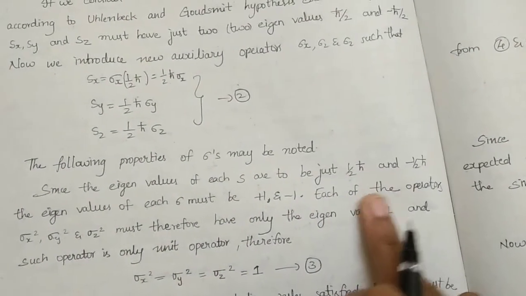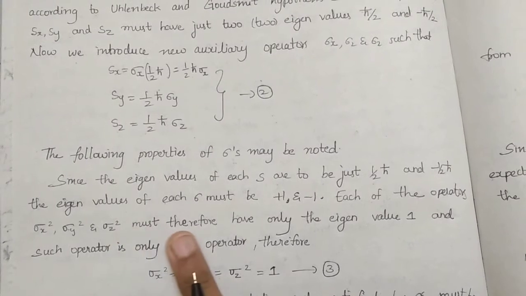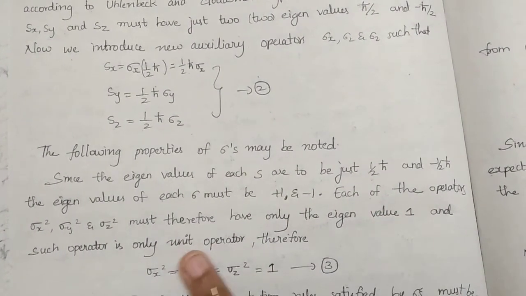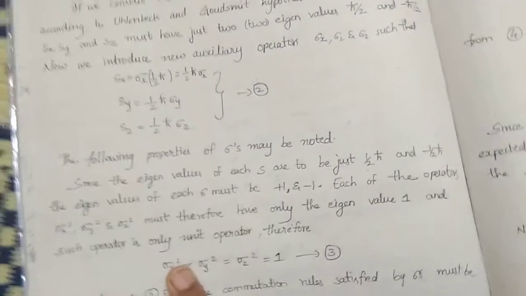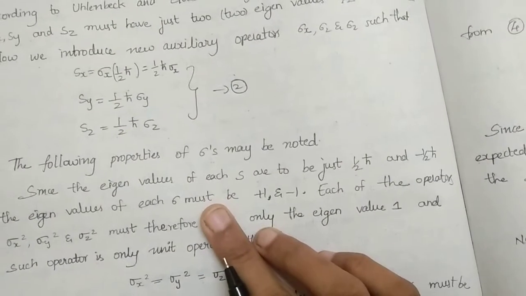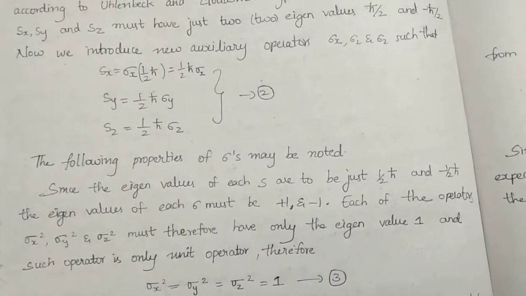Each of the operators sigma x squared, sigma y squared and sigma z squared must therefore have only the eigenvalue 1, and such an operator is only the unit operator. This is based on eigenvalue relations.